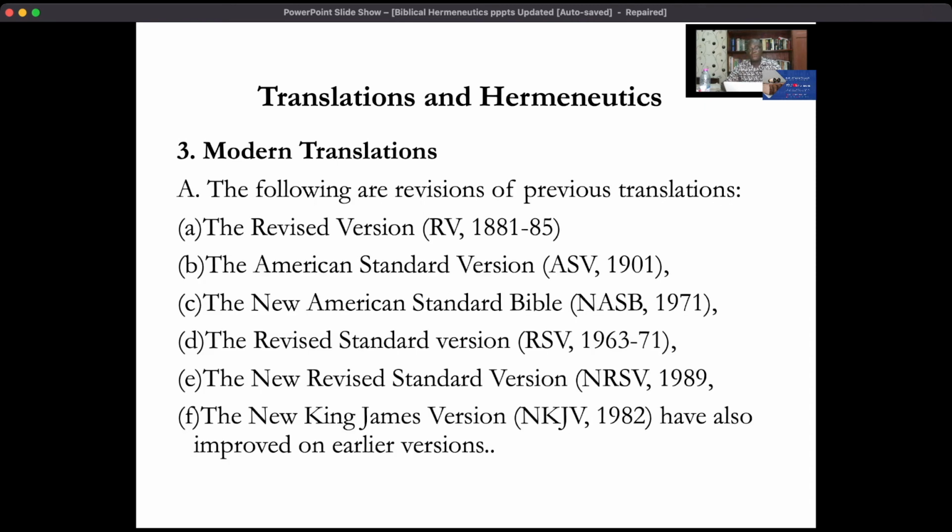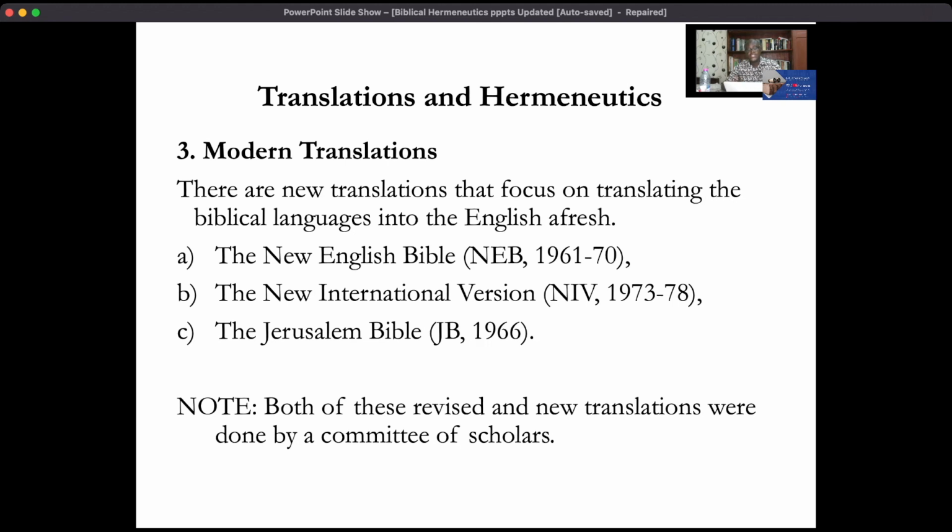Now, modern translations. The following are revisions of previous translations: the Revised Version, the American Standard Version, the New American Standard Bible, the Revised Standard Version, the New Revised Standard Version, and the New King James Version, which have also improved on earlier versions. Now, there are new translations that focus on translating the biblical languages into English afresh. Here we are looking at the New English Bible, the New International Version, and the Jerusalem Bible. Note here that both these revised and new translations were done by a committee of scholars.